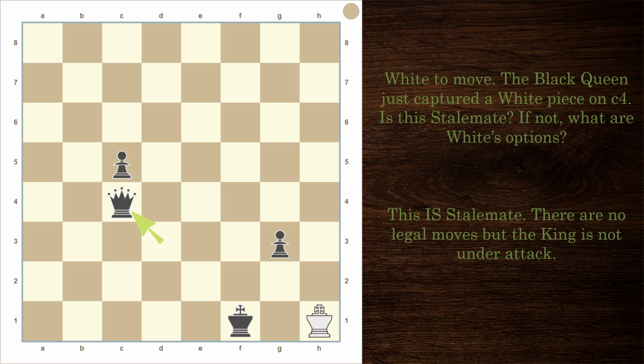The answer is that this is stalemate. There are no legal moves, but the king is not currently under attack. So if it's white's turn, the only piece white has to move is the king. The king can't go to g1 because he'd be under attack by the other king. He can't go to g2 for the same reason, be under attack. And he can't go to h2 because he'd be under attack by the pawn here on g3. So this is stalemate. This would be an example of a draw. This would, again, be a big blunder for the player with the black pieces.